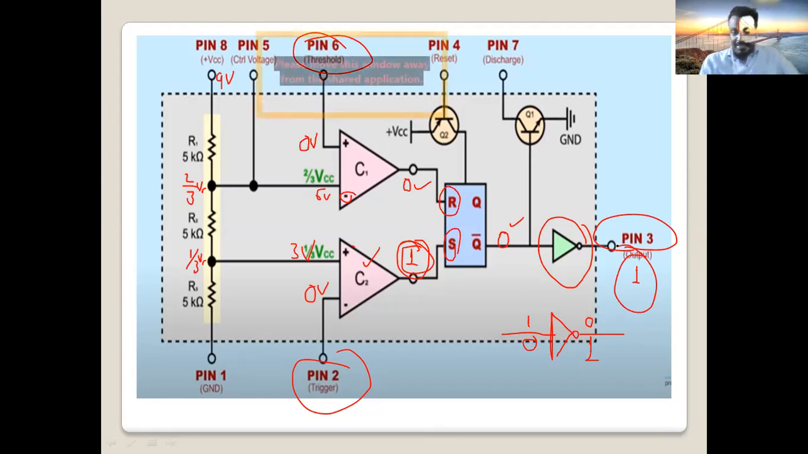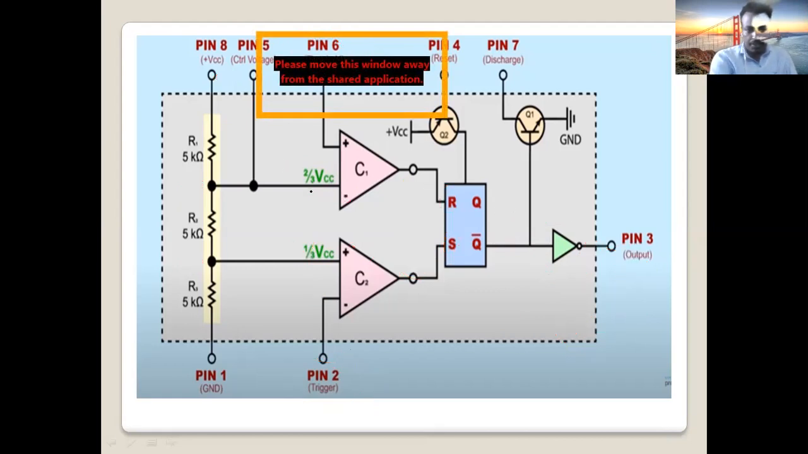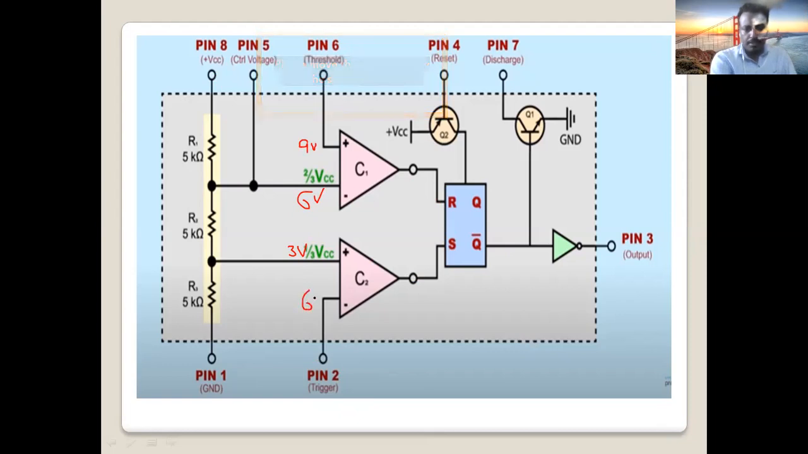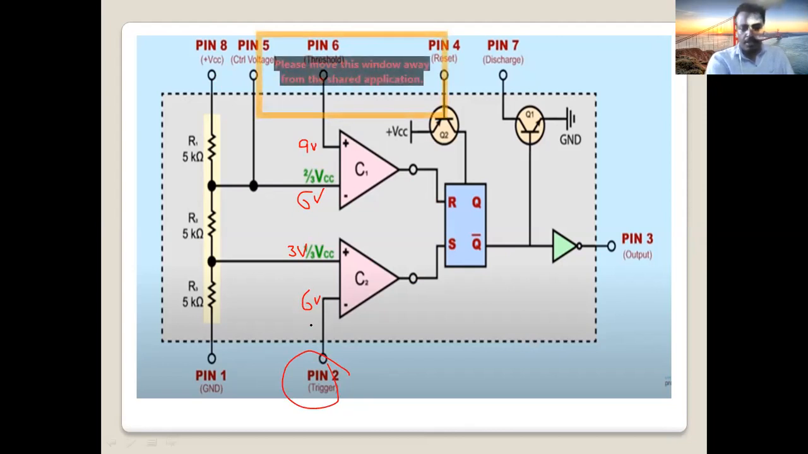Okay. Now let's see another example. As you know, this is always 6 volts from the battery divided. This is how much? 3 volts. Now, if this is 9 volt, and pin 2, how much do we apply? We apply 6 volt, right? Threshold, we apply how much? 9 volt. Now, what will be the output of comparator C1? Which one is larger? Positive is larger, so it will be 1.